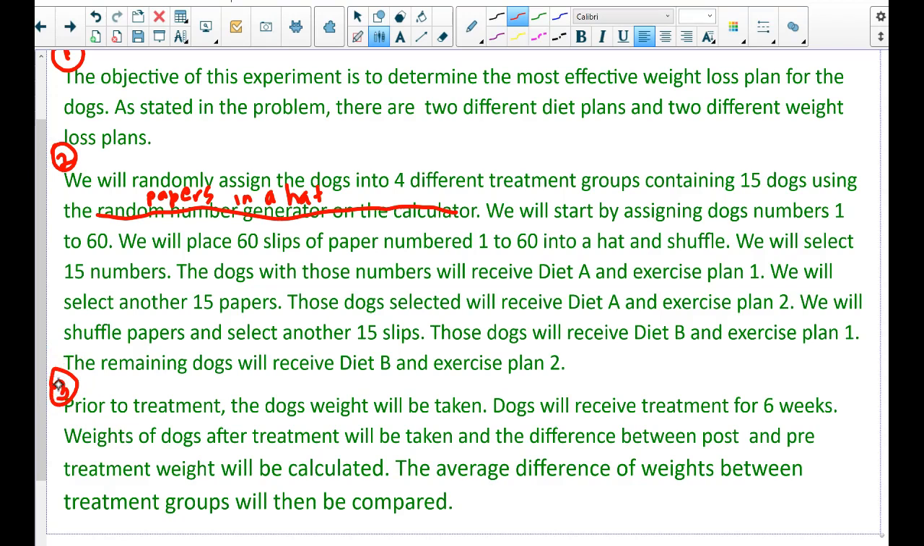The third part, you have to actually talk about what you're measuring and for what period of time and then comparing the two. So here's what I wrote up. Prior to treatment, the dog weight will be taken. Dogs will receive treatment for 6 weeks. Weights of dogs after treatment will be taken, and the difference between post and pre-treatment weight will be calculated. The average difference of the weights between the treatment groups will then be compared. So that's that third portion.